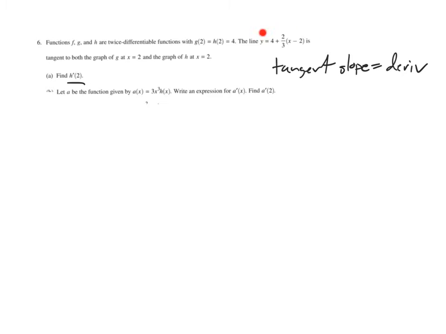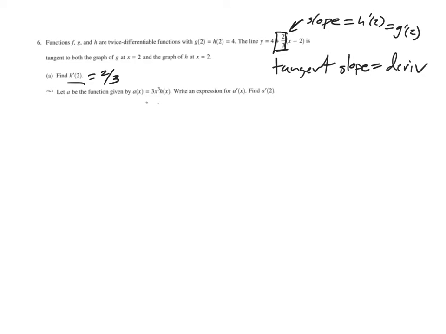We already know that this is the tangent line right here. Therefore, that must be the tangent slope. That's it. So this is just 2/3. That's all you have to do for part A. Should be super easy. You should recognize that that right there is a slope, and therefore that is h prime of 2. It's also g prime of 2 because it's tangent to both of those. We'll come back to that, I think, in part D.